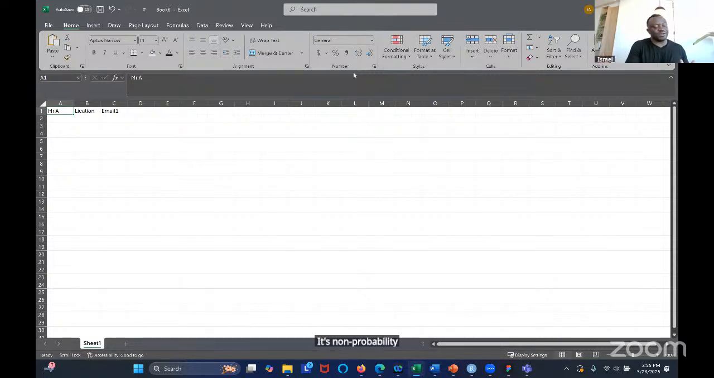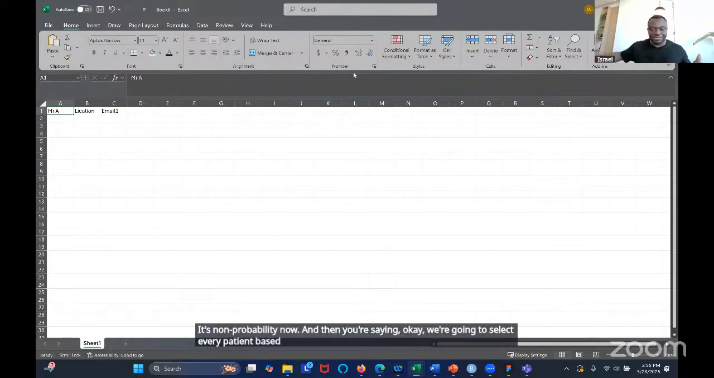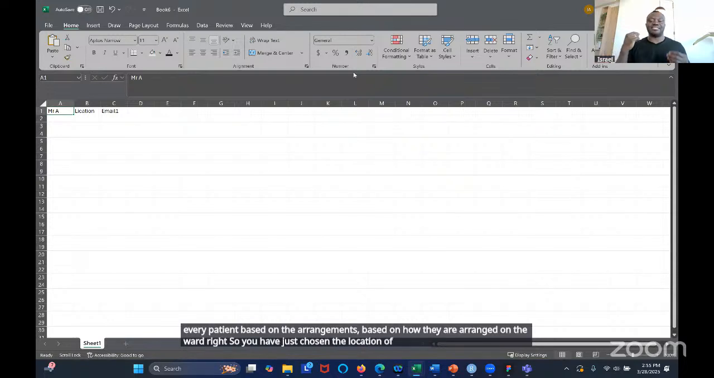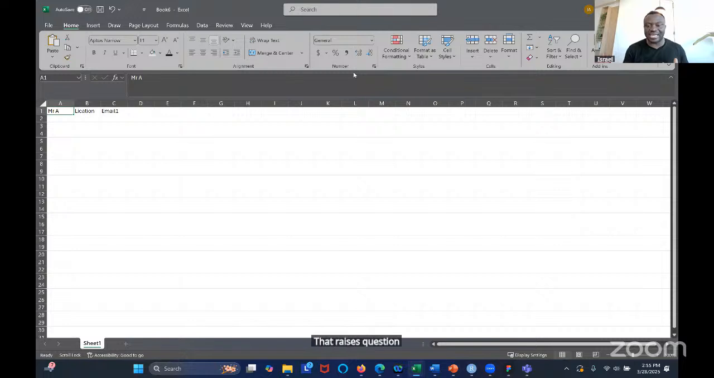And then you're saying, okay, we're going to select every 50 patients based on how they are arranged on the ward, right? So you have just chosen the location of the beds as the sorting variable. That raises the question: how correlated is the positioning with the outcome? It may have no correlation whatsoever. And so the question is, why then did you do that?